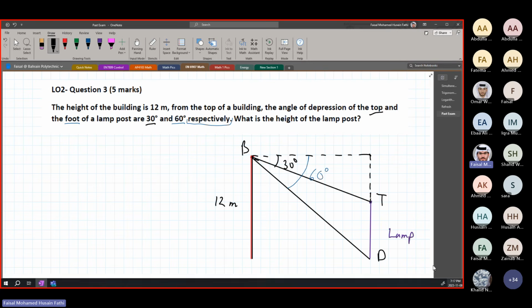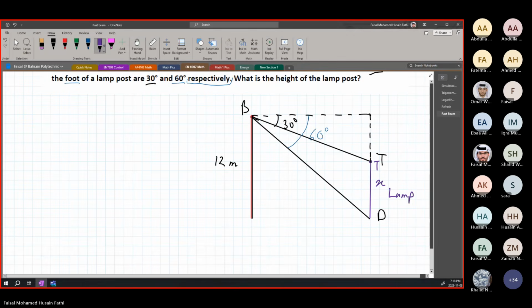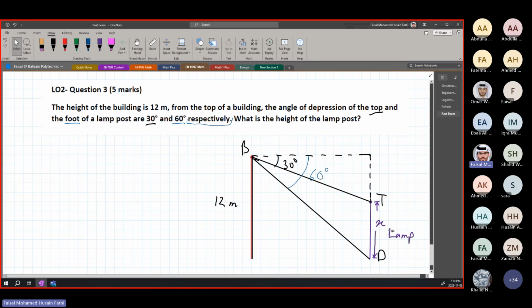Now it is asking what is the height of the lamppost. So this is our X, the H or our X or whatever. This is our X. This height over here is X, from here until the bottom. Okay, this is our X. We know now that we have triangles and we have angles. We know all the dimensions. But we need to actually use trigonometry to solve and find this X.